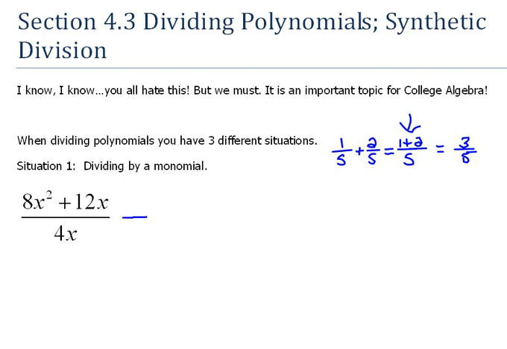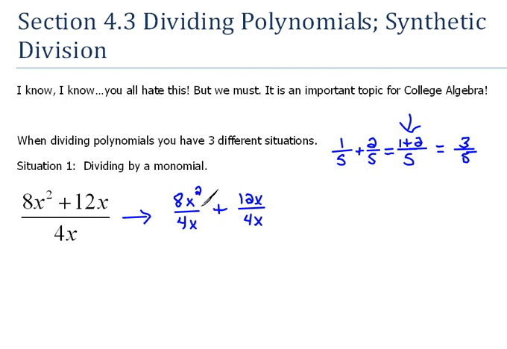I'm going to rewrite this. Instead of as a single fraction, I'm going to break it up into two fractions: 8x squared over 4x, and then plus 12x over 4x. Keep in mind, I can do that because these have the same denominator. And if I were to add these fractions together, I would have to add the numerators, which would get me right back to where I started. But now that I have these separated out, this just becomes a reduction problem. You're going to reduce each one of these fractions.